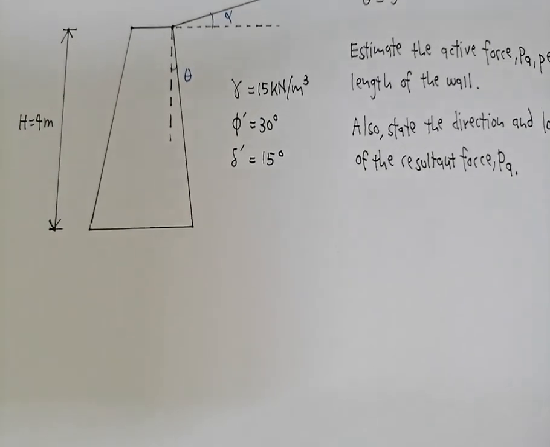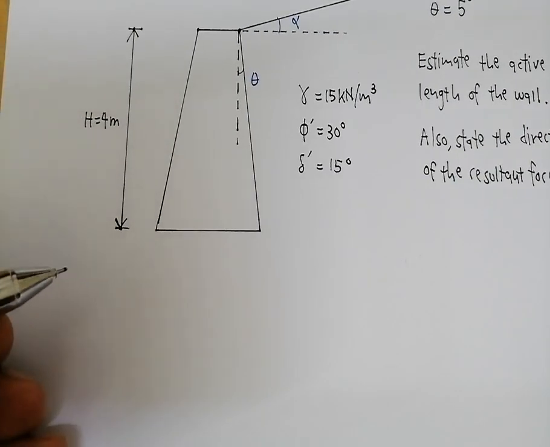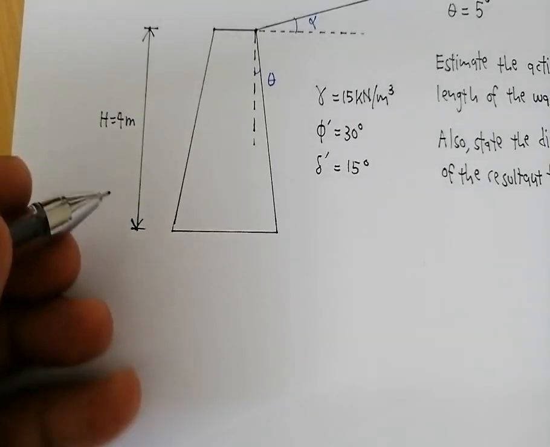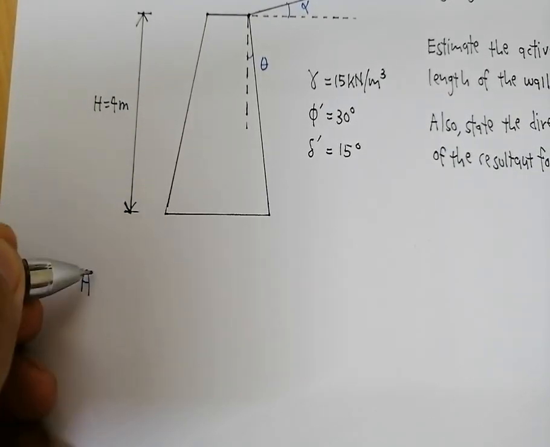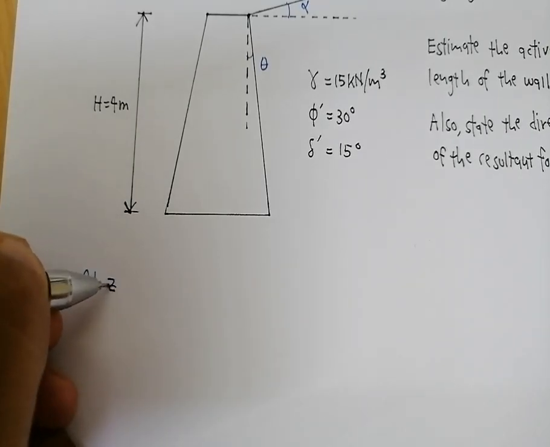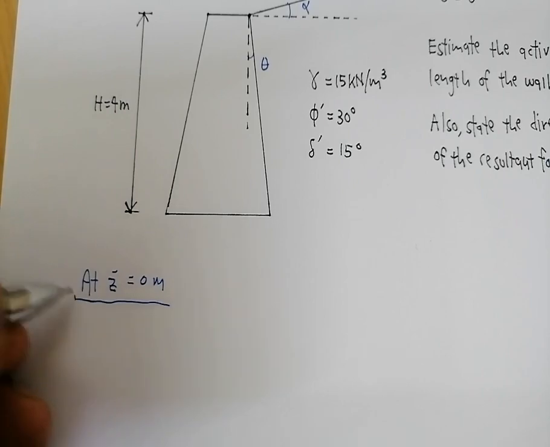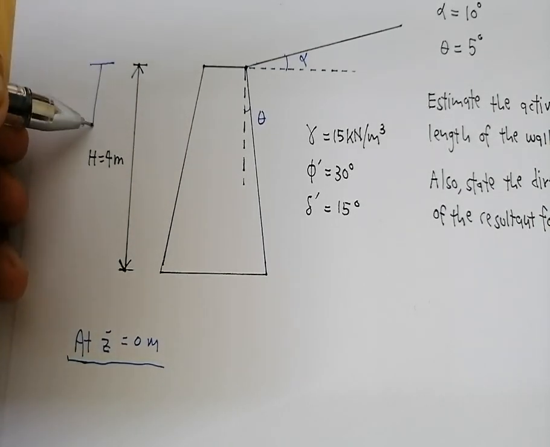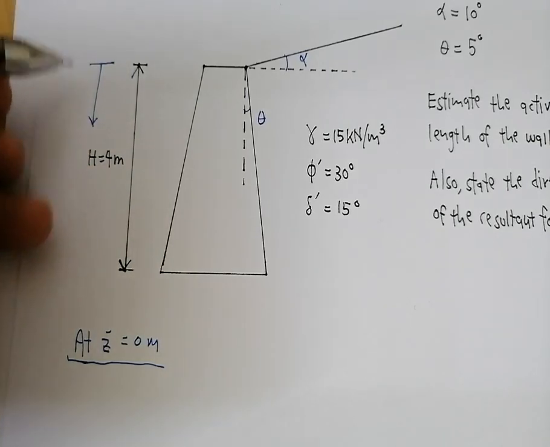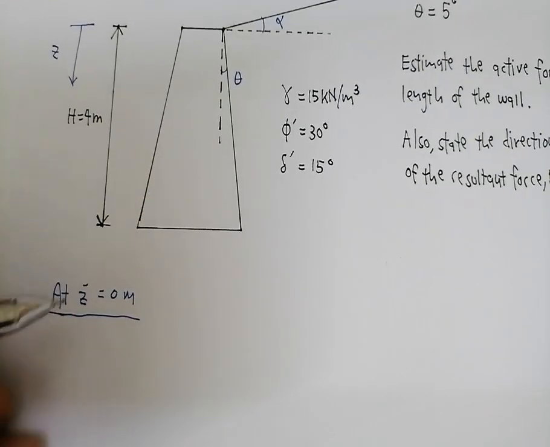All right, so how to do this? Let's start just like what we did before. I hope you can see what I'm going to write. Let's start at Z equals 0 meter. So what is Z again? Z is the depth measured from the ground surface. So this is your Z.